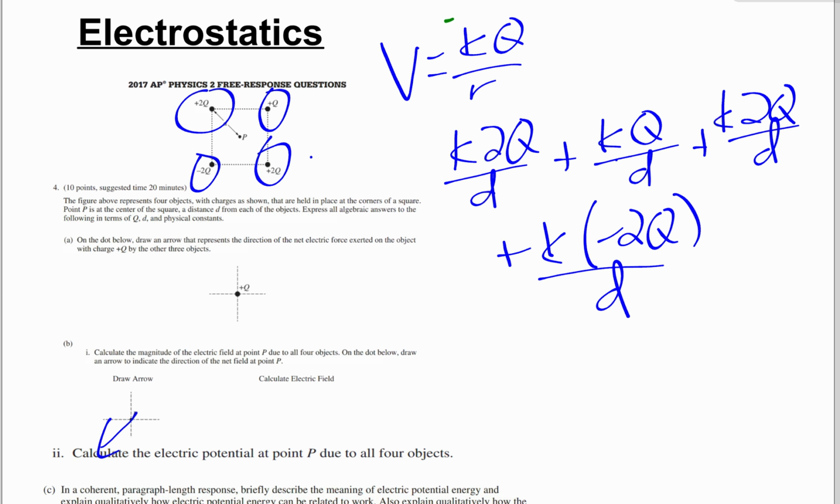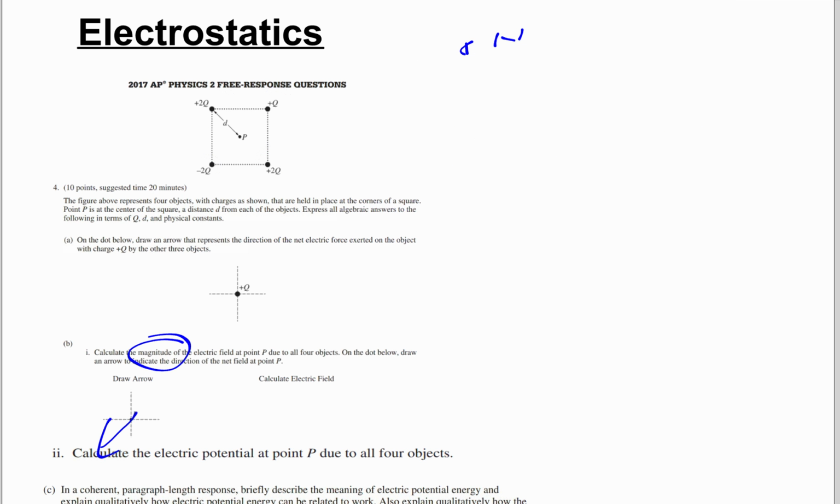I just realized in part B, it also says calculate the magnitude of the electric field. So let's do that, going back to that one. Electric field is a vector, so we are going to have canceling because of direction on this one. There's an electric field from this guy and this guy, and these two are going to cancel. So we have electric field equals kQ over r squared.